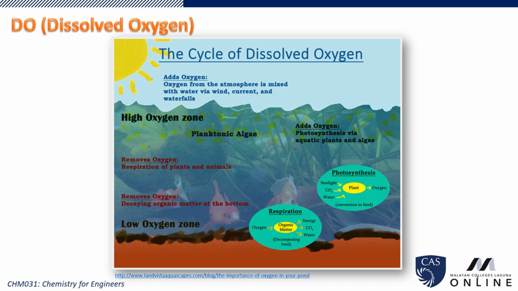Respiration of plants and animals removes oxygen from the atmosphere. Meanwhile, photosynthesis recovers oxygen to the atmosphere. Decaying organic matter at the bottom, via the microorganisms, also lowers the amounts of oxygen.